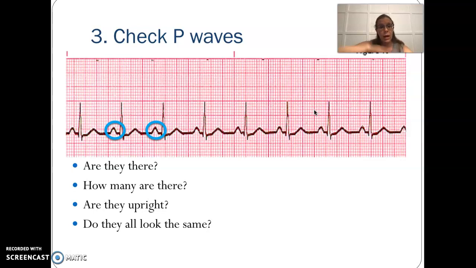Are they upright? Are they happy hills? Or are they bad valleys? Okay, so we want to make sure that they're upright and they all look about the same. So that these little hills look like they all came from the same hill company and they all are looking about the same. Okay, so P waves, are they there? Are they upright? Do they all look about the same?